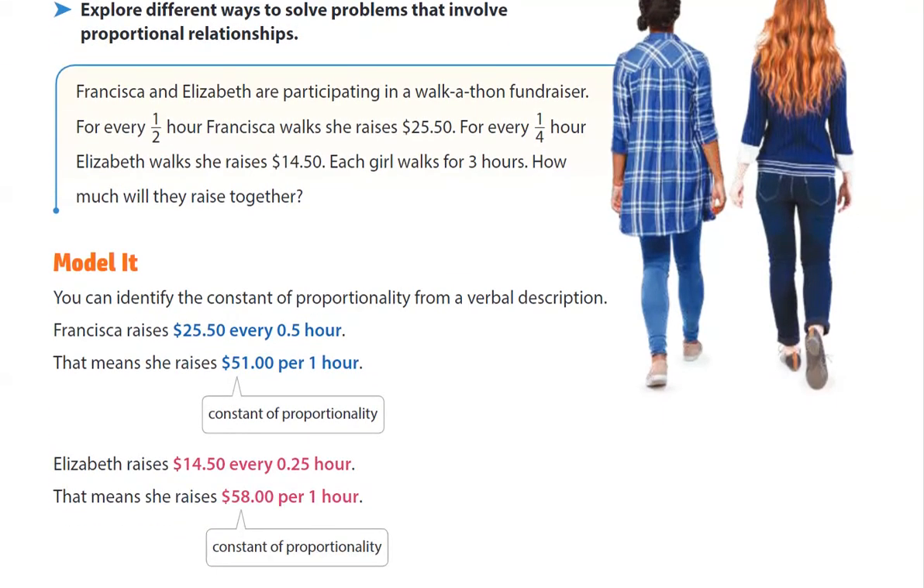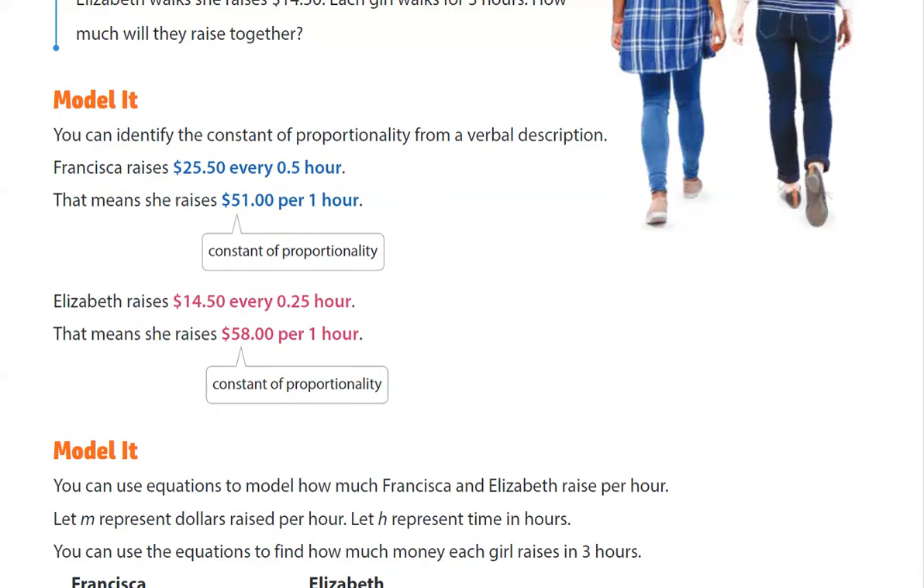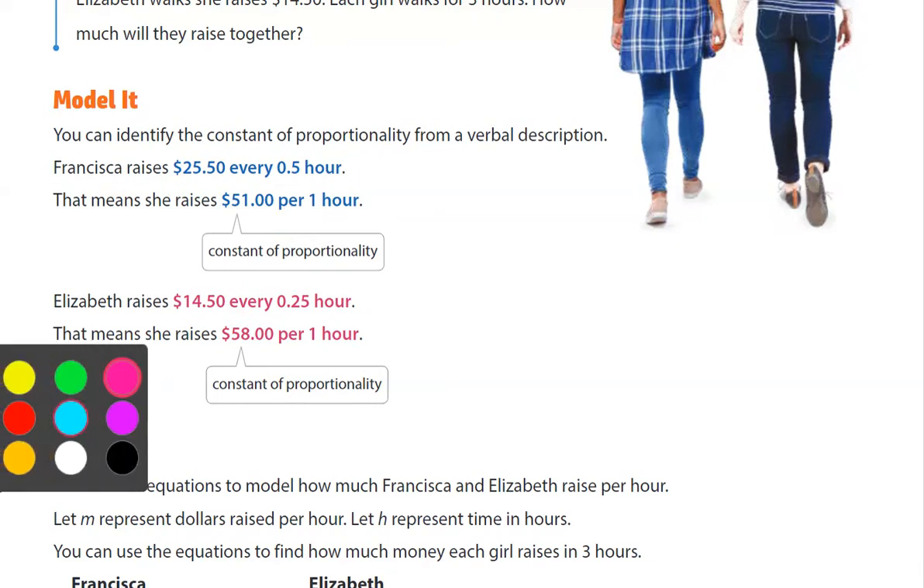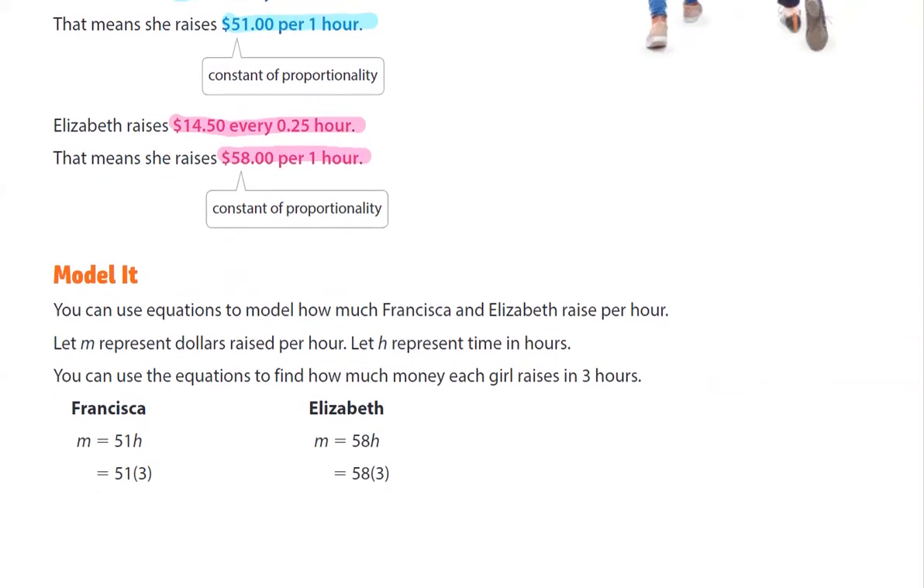Now, let's see how the book wants us to do it. The book wants us to do this. Ooh, this is the same thing we did, isn't it? So Francisca raised $25 every half hour, so that's $51 per hour. Elizabeth raised $14.50 per every quarter hour, so that's $58 per hour. And then they just mathed it out.